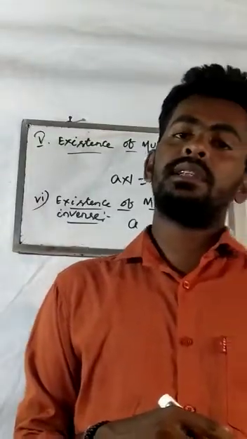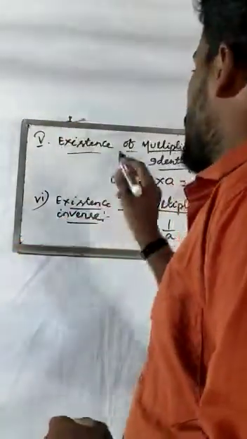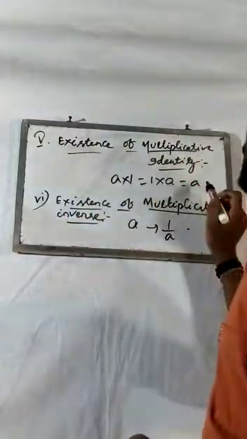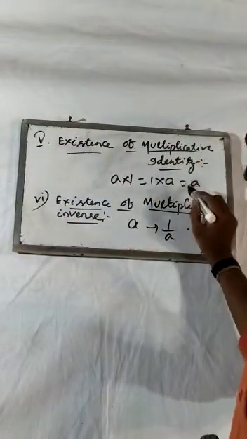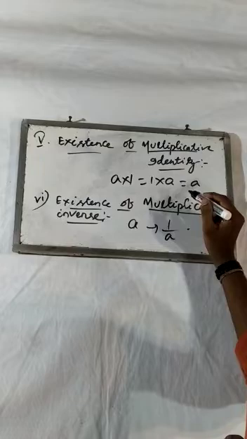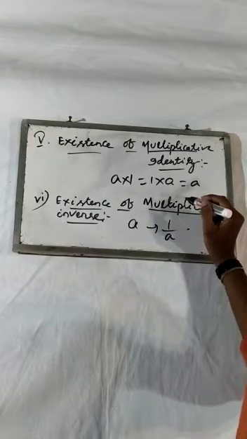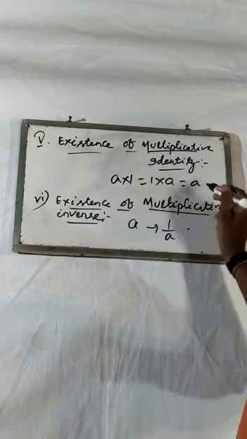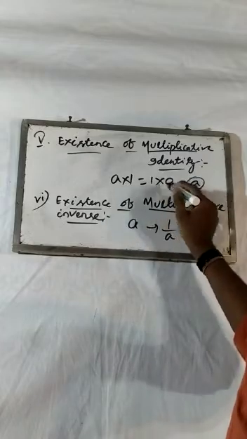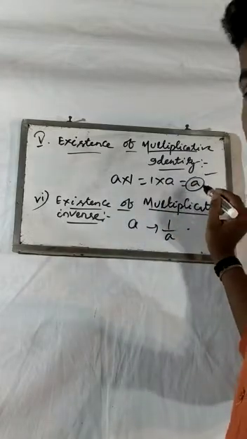Now let us see, students, property number 5. Property number 5 is the existence of multiplicative identity. What is multiplicative identity? Now students, any integer multiplied by 1, and 1 into any integer, equals that same integer. A into 1 or 1 into A equals that number A.